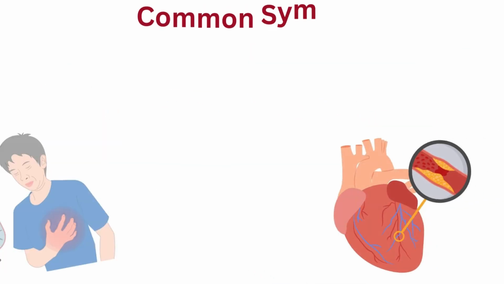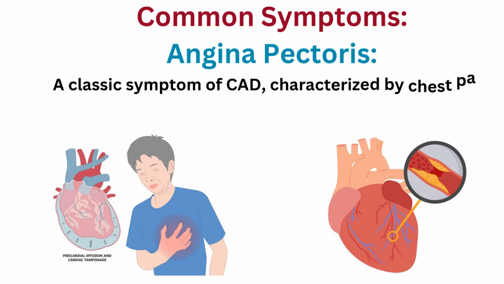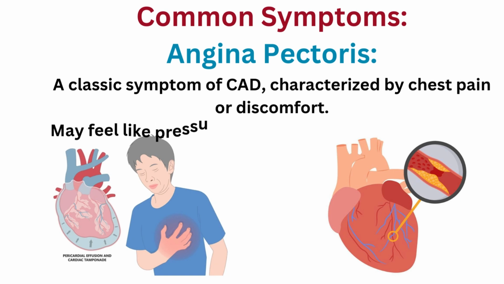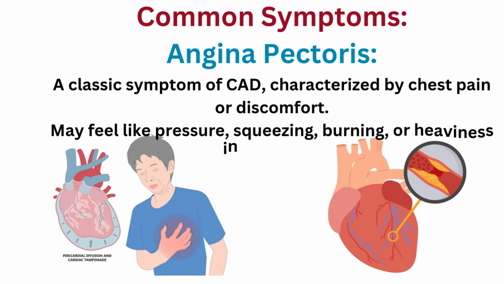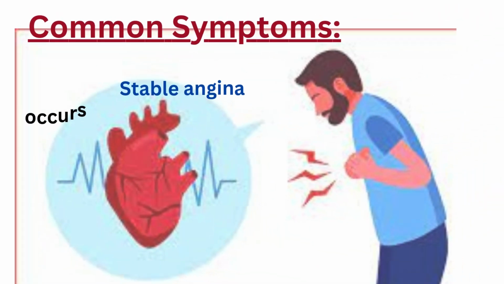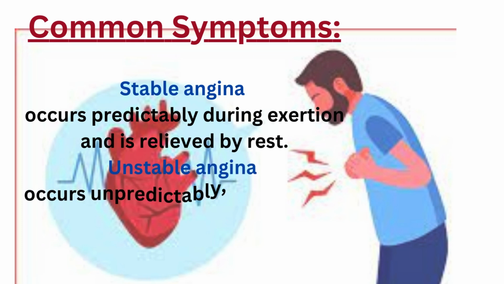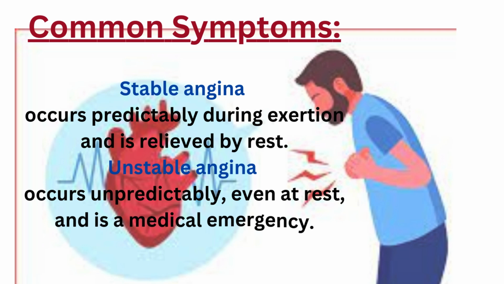Symptoms. Common symptoms: angina pectoris, a classic symptom of coronary artery disease, characterized by chest pain or discomfort. It may feel like pressure, squeezing, burning, or heaviness in the chest. Stable angina occurs predictably during exertion and is relieved by rest. Unstable angina occurs unpredictably, even at rest, and is a medical emergency.